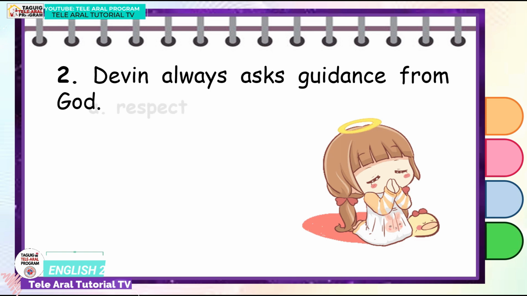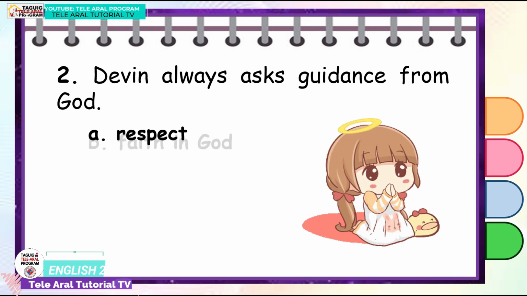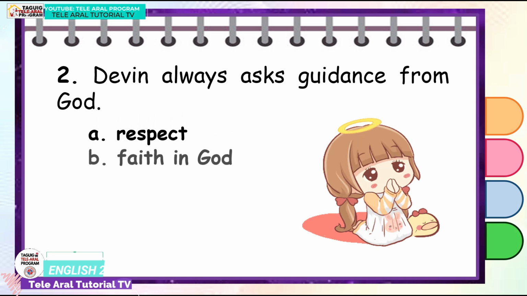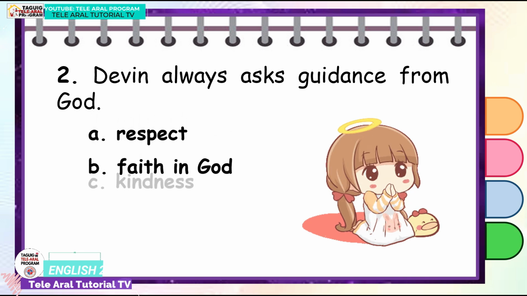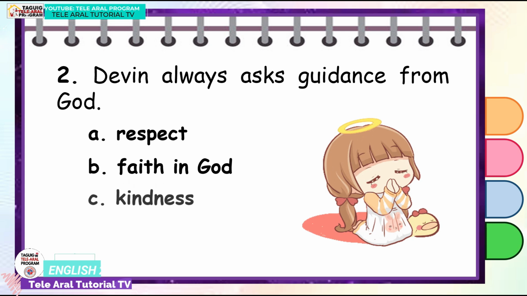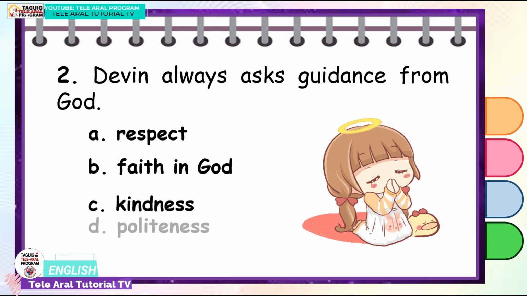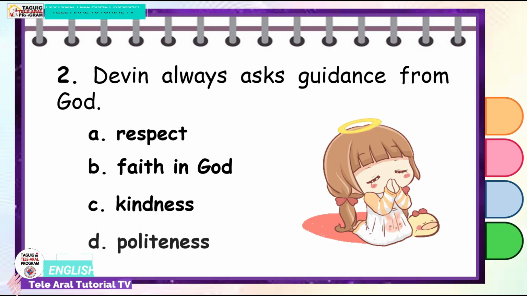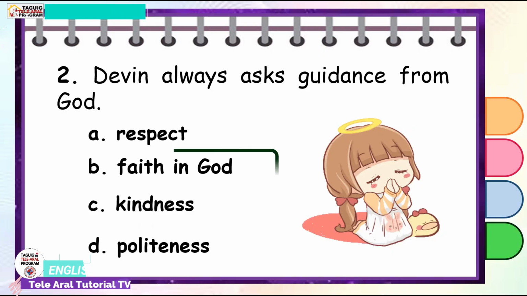Number 2. Devin always asks guidance from God. A. Respect. B. Faith in God. C. Kindness. Or letter D. Politeness. If your answer is letter B, faith in God, then you are correct.